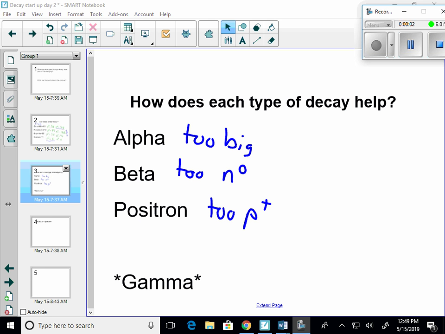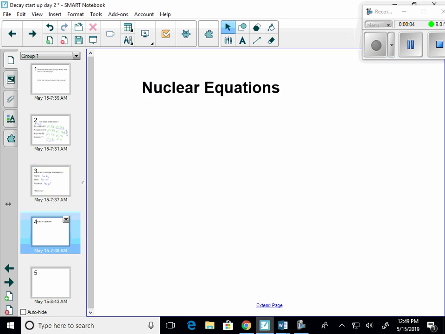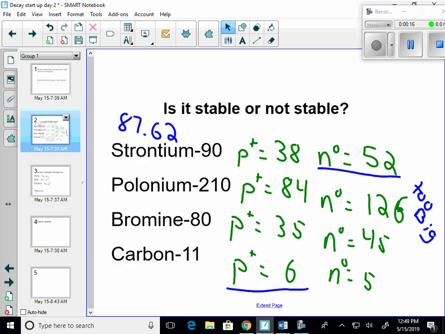What we have to go over today is how to write nuclear equations, how to show an unstable nucleus and the change it will undergo to become more stable. So what I'd like to do is go back to these examples that we just did. We're going to start with the strontium-90 problem right now.